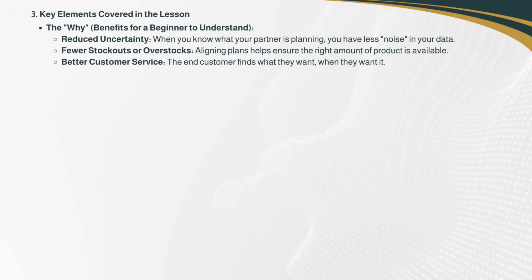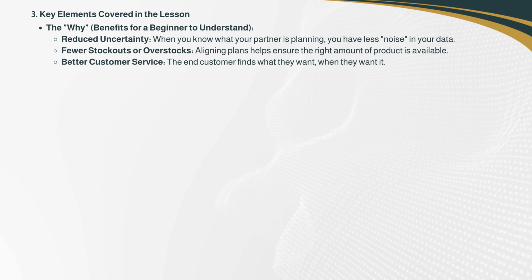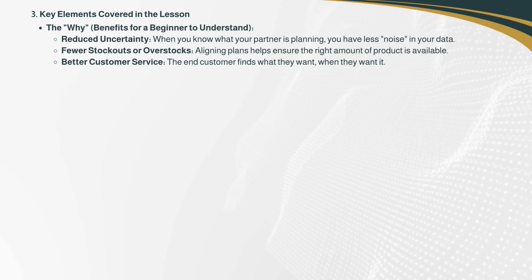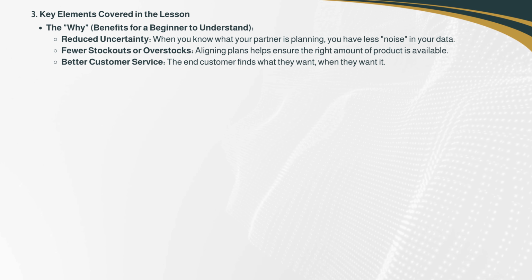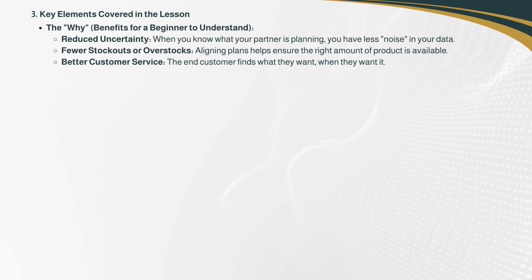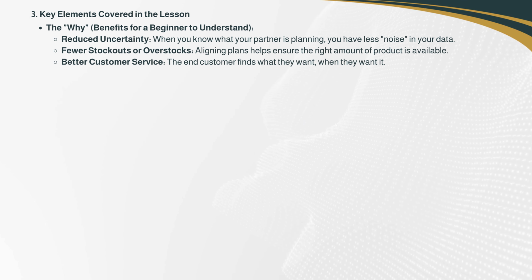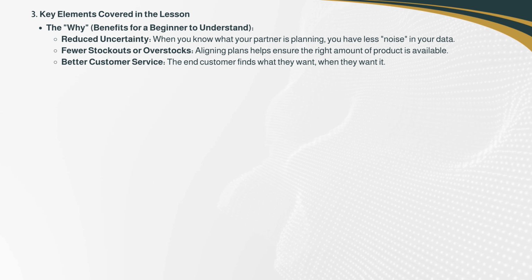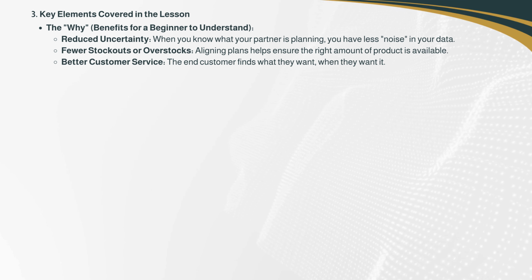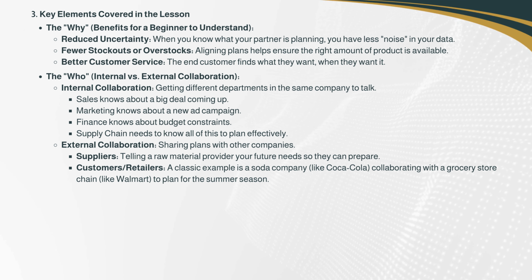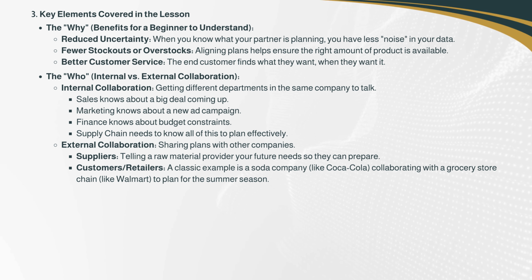3. Key elements covered in the lesson. The why, benefits for a beginner to understand. Reduced uncertainty. When you know what your partner is planning, you have less noise in your data. Fewer stockouts or overstocks. Aligning plans helps ensure the right amount of product is available. Better customer service. The end customer finds what they want, when they want it. The who, internal versus external collaboration.